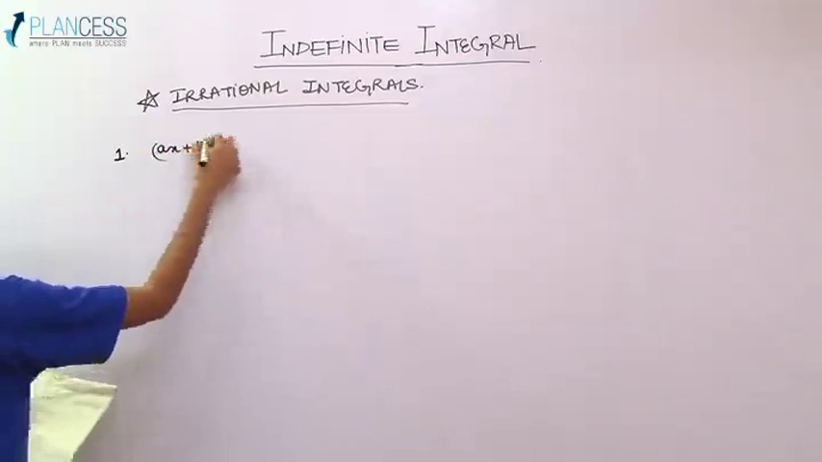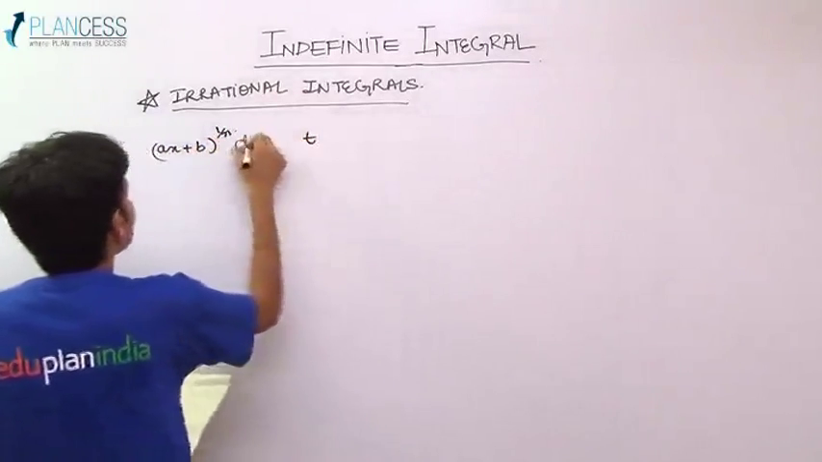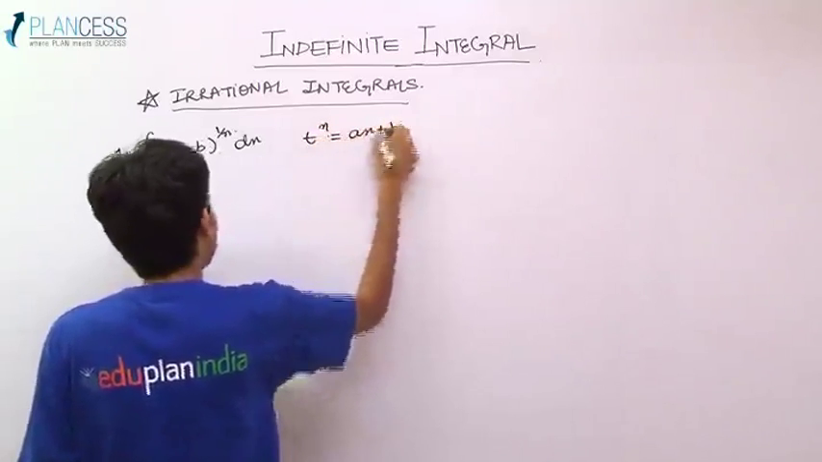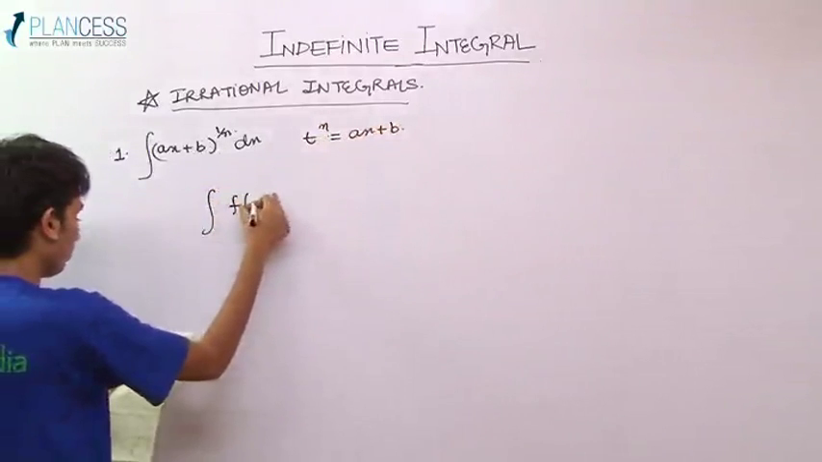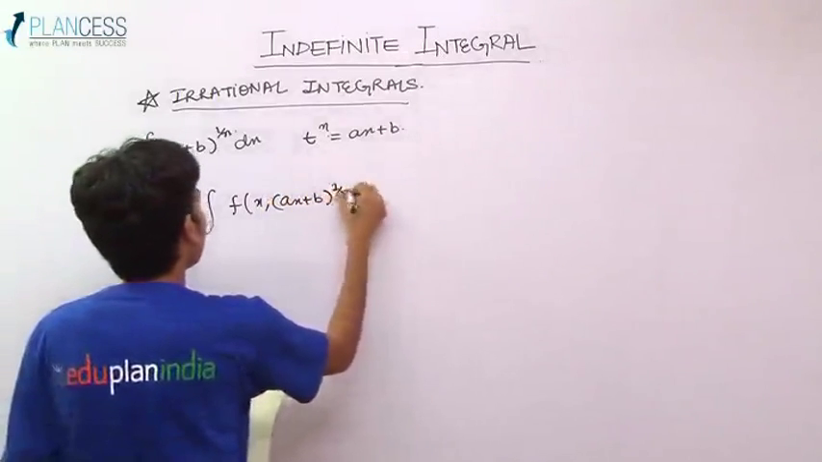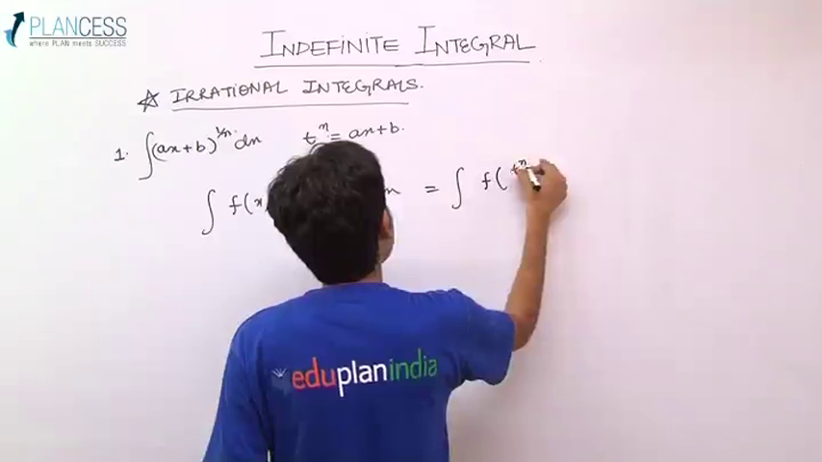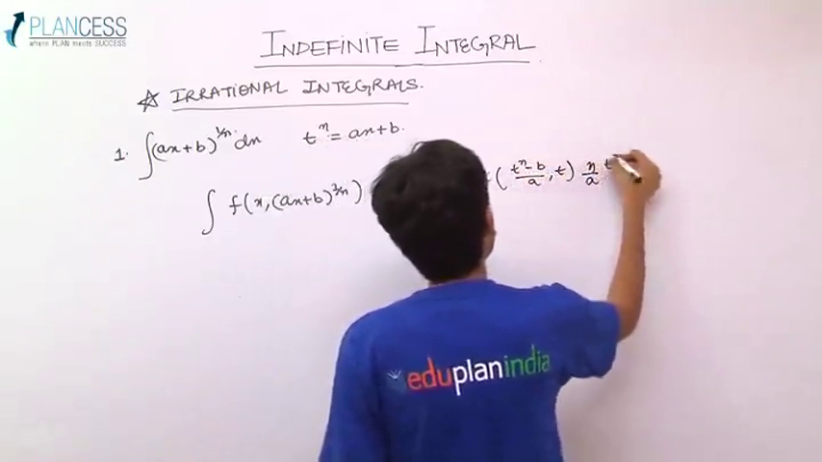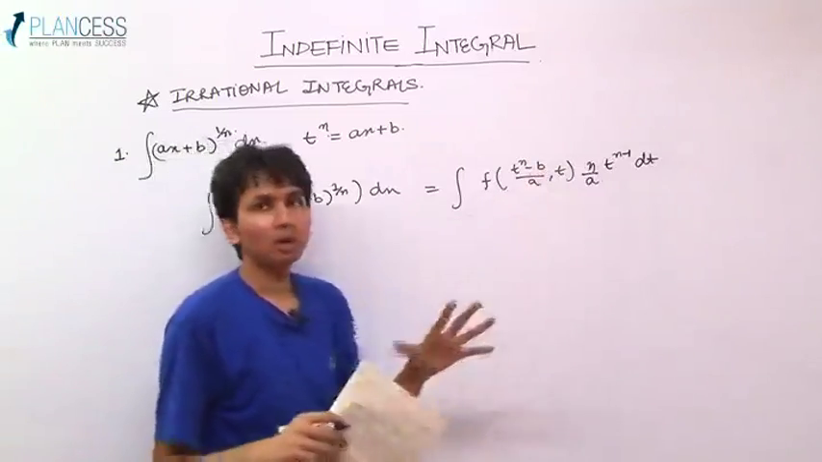If you have (ax plus b) raised to 1 by n dx, if you have an integral of this form, then t raised to n is equal to ax plus b is the substitution that you should use. So the general idea is, if you have a function of the form f of x comma (ax plus b) raised to 1 by n dx, after transformation it becomes f of (t raised to n minus b) by a comma t, times n by a t raised to n minus 1 dt. So this becomes this, which is easy to solve because we have a polynomial in t.